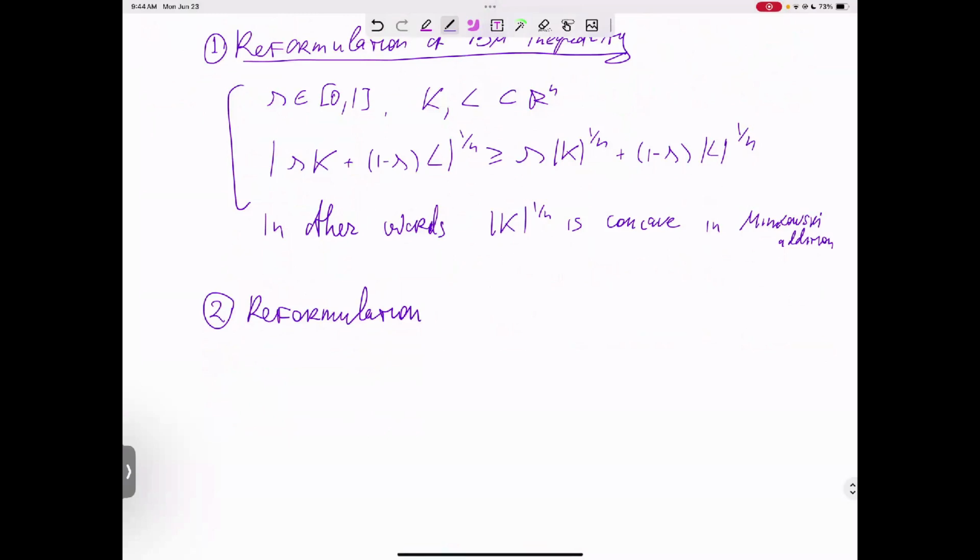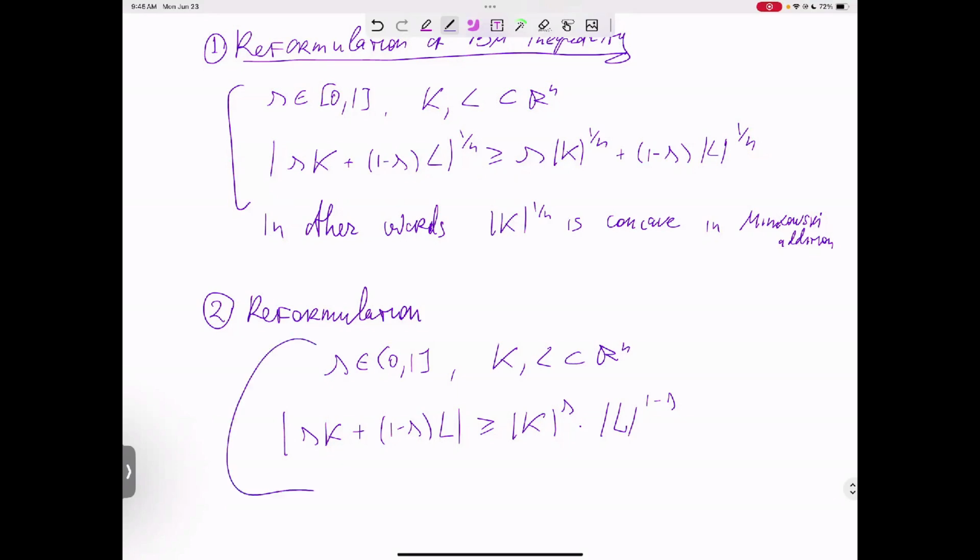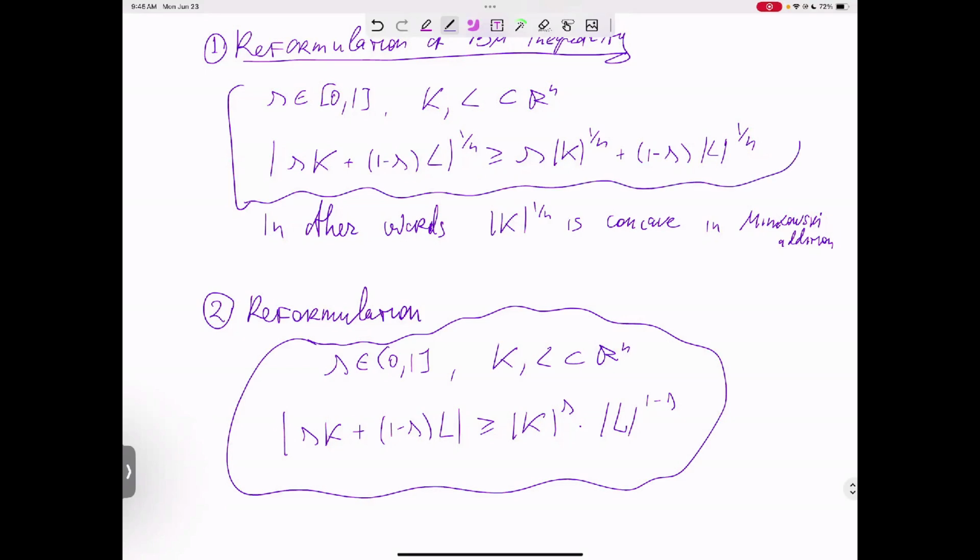So another reformulation will say that, again, lambda is between 0 and 1, the volume of lambda K plus 1 minus lambda L is bigger than the volume of K to the power lambda times the volume of L to the power 1 minus lambda. So this is one more reformulation of the Brunn-Minkowski inequality. Let's call this star and this double star.